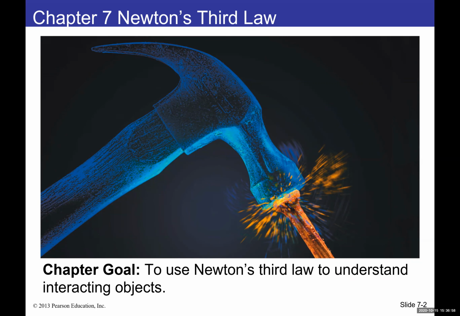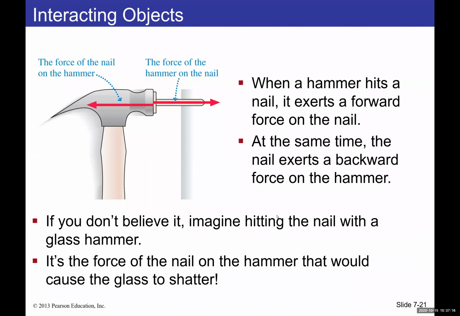During the strike, they are technically interacting with one another, and the force that the hammer exerts on the nail is exactly the same as the force that the nail exerts on the hammer. That's why sometimes when you hit it, there's a little bit of recoil, because the nail also exerts force on the hammer. Anyway, that's what we're going to be talking about.